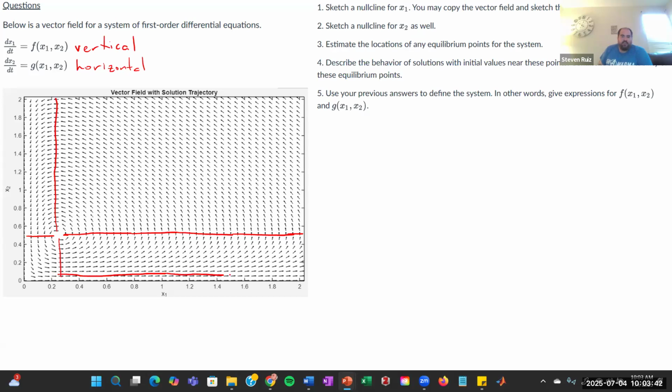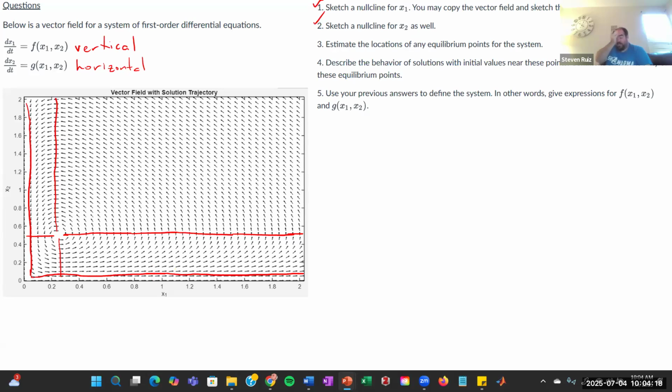No matter how densely you populate a slope field, you're not going to be able to see everything. But I think I have a null line there, and because of that, I'm going to estimate that I have a null line over here as well. And this is a null line for dx1/dt. Okay, so I think I have my null lines.